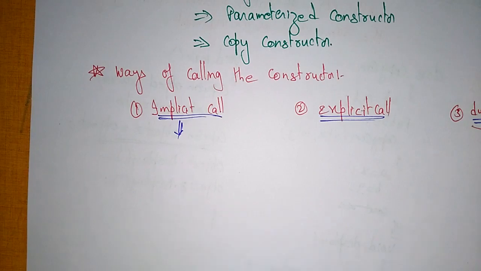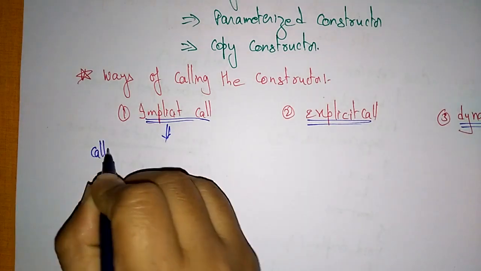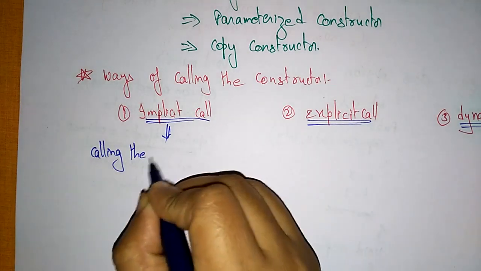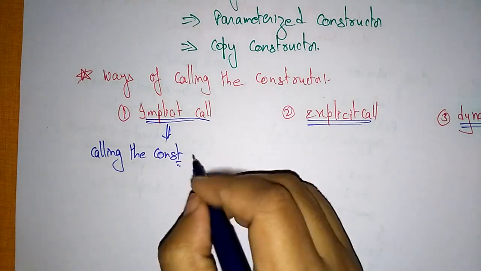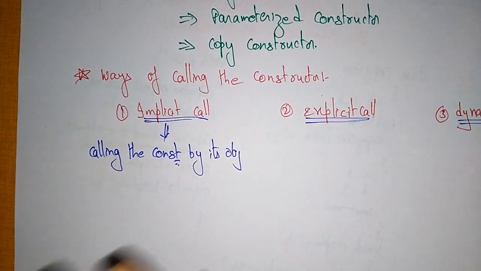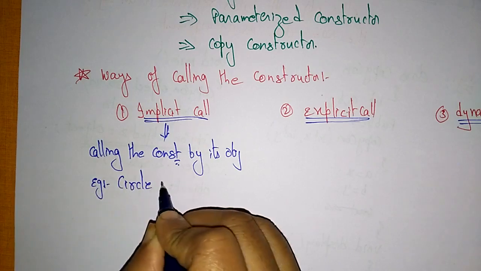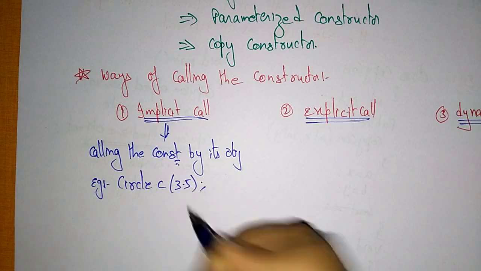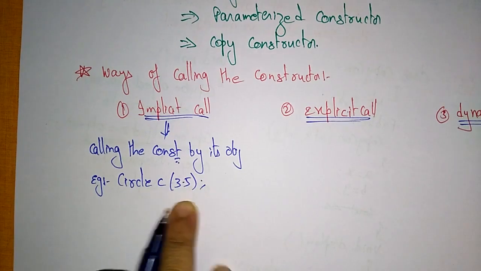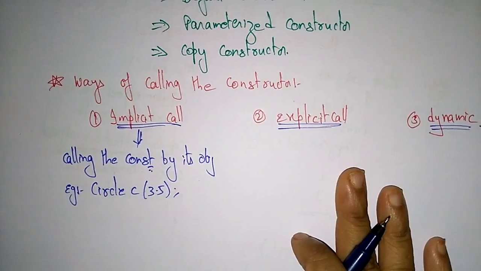Implicit call means calling the constructor by its object. So calling the constructor by its object. We do not specify the constructor name here. Okay, so it's just calling the constructor by its object. Here we do not specify any constructor name. An example for this implicit call is just Circle C(3.5), where C is the object. Here I just enter the value: implicit call, calling the constructor by its object. Now let us see the explicit call.